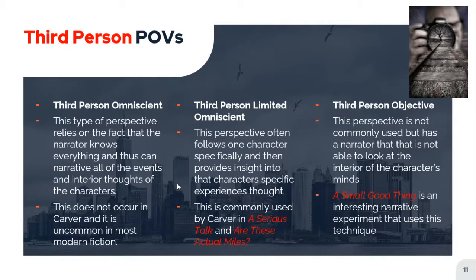And lastly, third person objective. And this is when we are having a narrator and they are able to see nothing into the interior of different characters' perspectives, but we are able to perceive how the characters are behaving and we see their actions, but not necessarily their interior thoughts. And A Small, Good Thing uses this in a very experimental capacity.